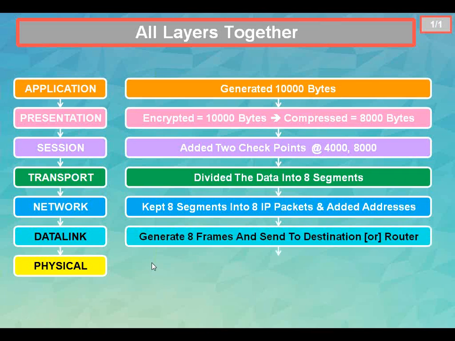Data link. Each IP packet is going to be inserted into one frame at the data link layer. Totally how many frames is it going to generate? 8 frames. And it is going to send those 8 frames by adding the MAC addresses. Whose MAC addresses will your data link layer add?